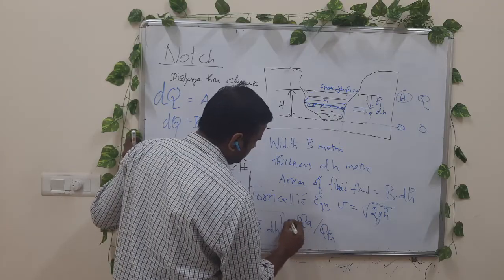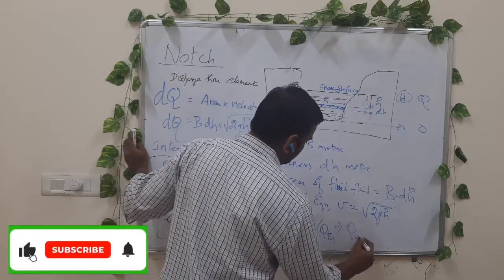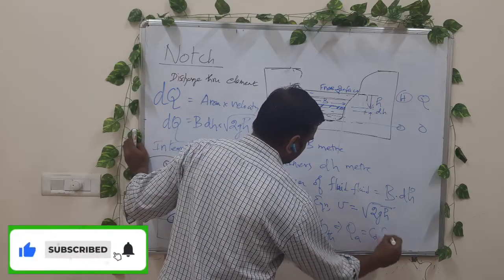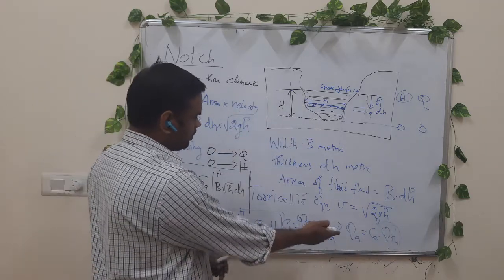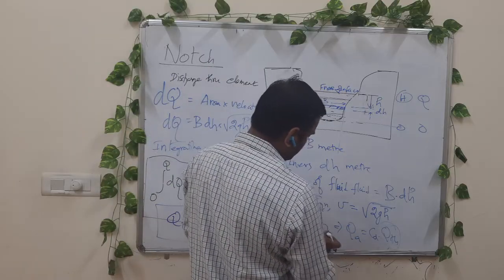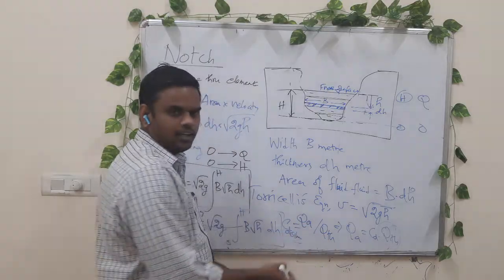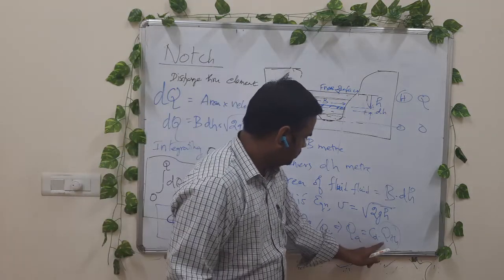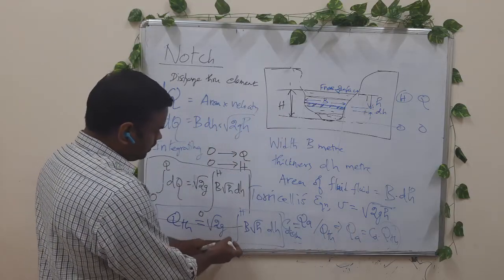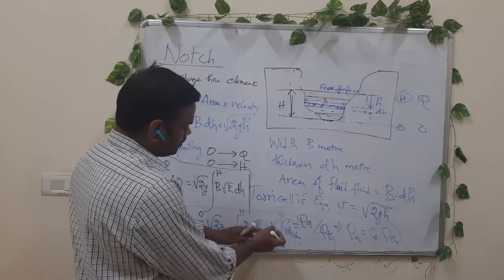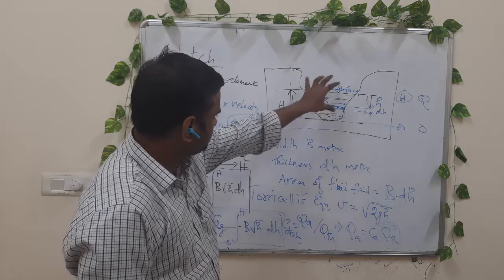And we define it with the coefficient of discharge, and what we get is Q actual equal to Cd into Q theoretical. So Q actual by Q theoretical is the coefficient of discharge. So Q actual is equal to Q theoretical into the coefficient of discharge. So we have Qa equal to Cd into square root of 2g integral 0 to H of b into square root of h dh. Okay, now we can derive the expression for a specific shape.